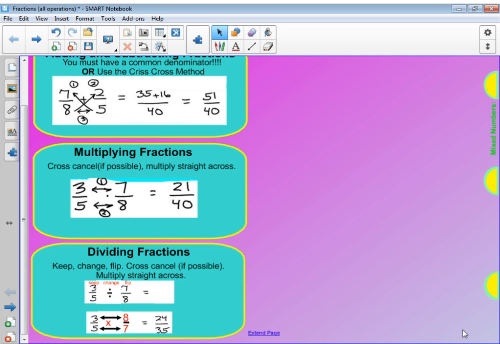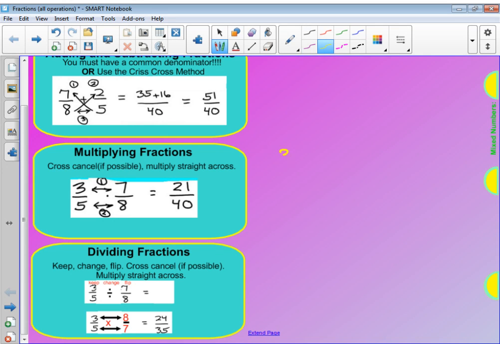Okay, in this lesson, we're going to be working with multiplying and dividing of fractions. The nice thing about multiplying and dividing is that they kind of share one method that is the same. So for multiplying fractions, I always say to myself, those are my favorite because they're the most basic steps. So when you multiply fractions, you get to just multiply straight across.